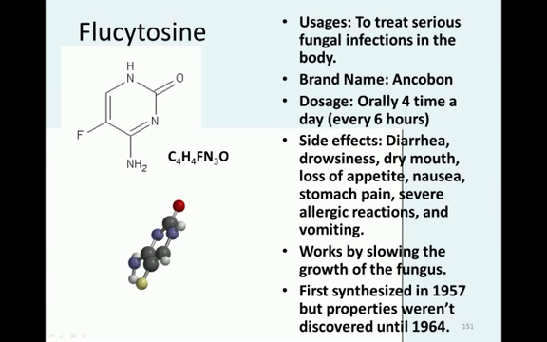Flucytosine. Flucytosine is used to treat serious fungal infections in the body. Its dosage is orally 4 times a day, every 6 hours. Its side effects are diarrhea, drowsiness, dry mouth, and loss of appetite. It was first synthesized in 1957, but its properties weren't discovered until 1964.